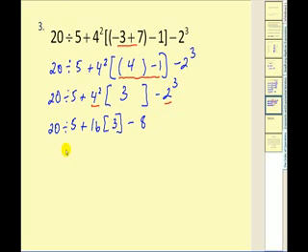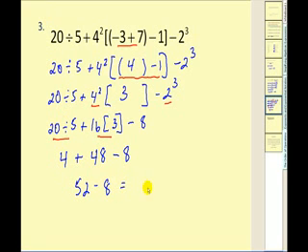Our next step is to perform multiplication and division as it occurs from left to right. So here we have some division, here we have multiplication. 20 divided by 5 would give us 4. 16 times 3 would give us 48. And the last step, add and subtract as it occurs from left to right. 4 plus 48 would be 52, minus 8 should give us 44. I think I have one more.